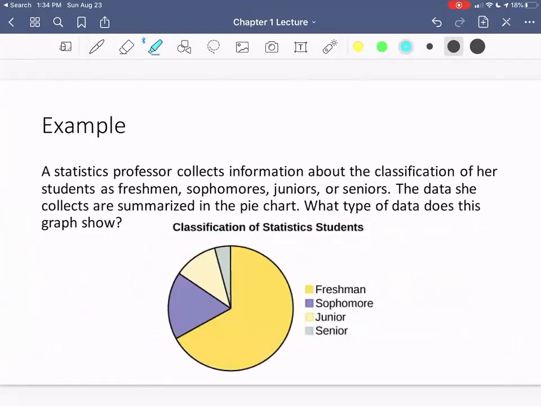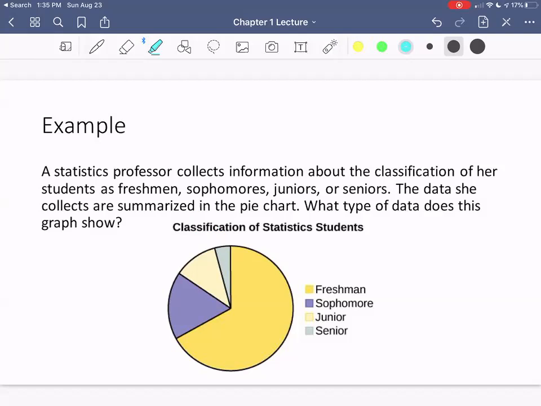Our next example says a statistics professor collects information about the classification of her students as freshmen, sophomores, juniors, or seniors. The data she collects are summarized in the pie chart. What type of data does this graph show? Remember, is this categorical or is it numerical? And if it's numerical, is it discrete or continuous? That's what you should be looking at.